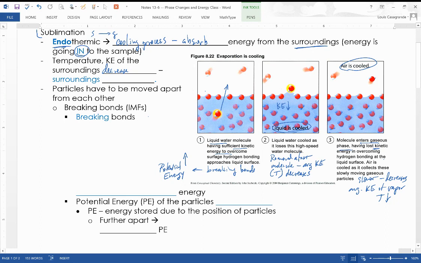So let's go and finish out our blanks here. So as the kinetic energy of the surroundings decreases, the surroundings cool. So the surroundings are going to cool, the sample is going to cool, and so all these processes are cooling processes. They remove energy.